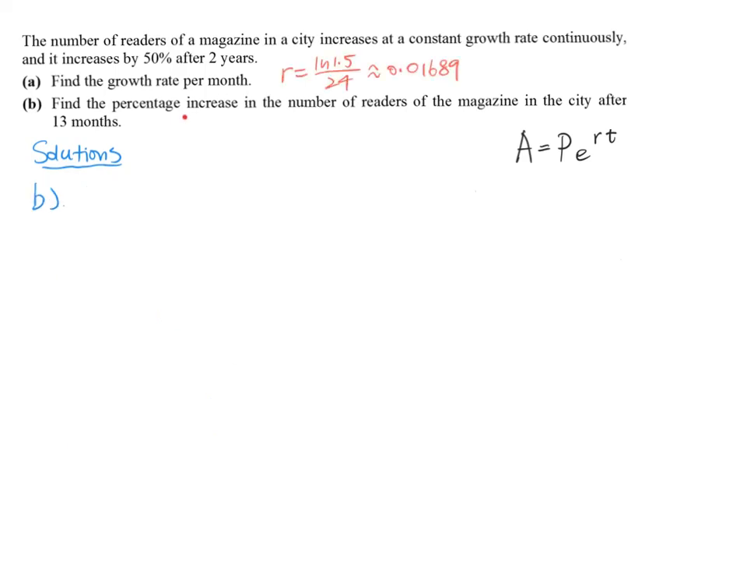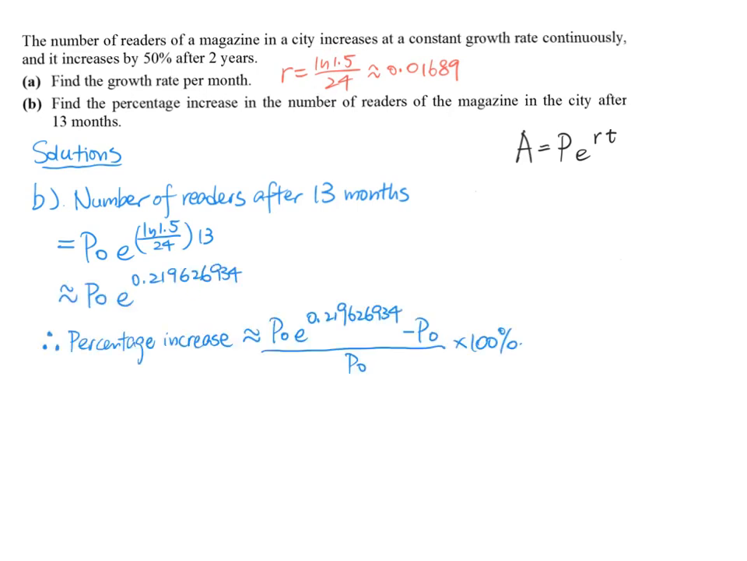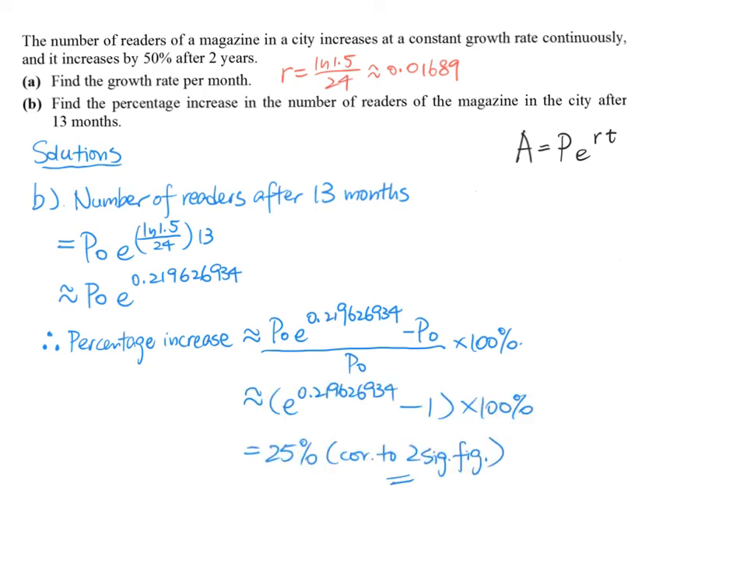Now for part B, we want to find the percentage change, right? Percentage change is new minus old over old. So let's find the new number, that is the number of readers after 13 months. So to get the most accurate answer, we want to take the entire expression here for the R. So we get this, and then we apply the formula for percentage change, and the P0 will all be cancelled to get this, and so the answer is 25%.